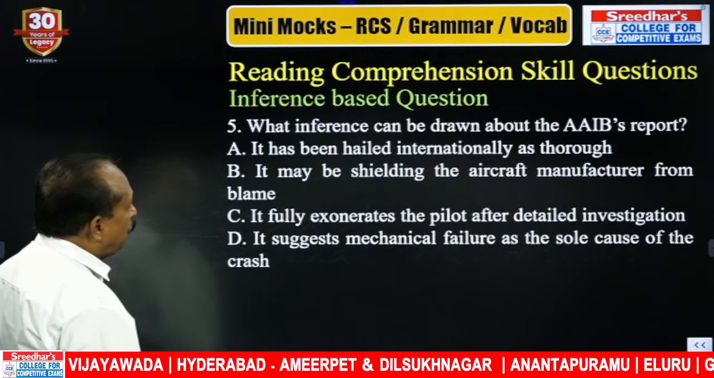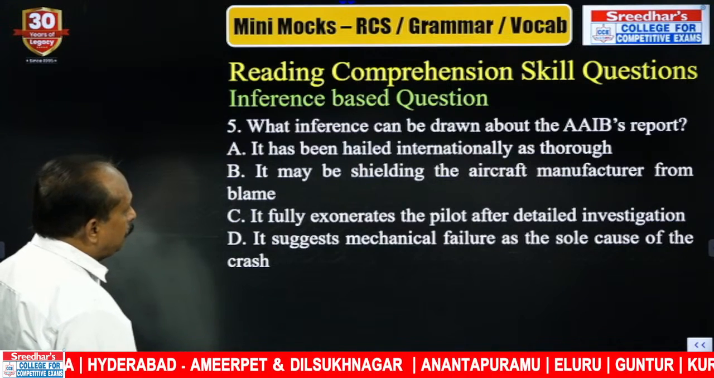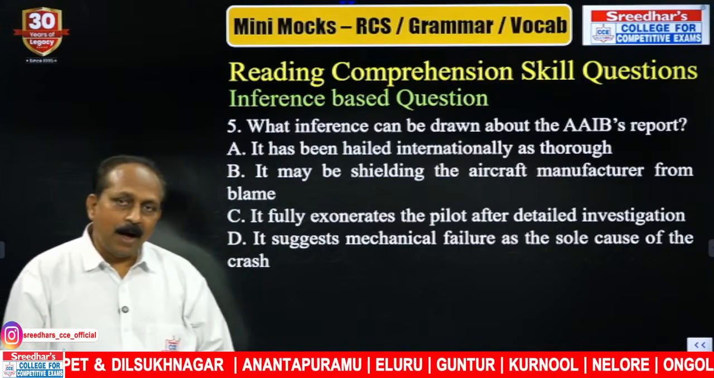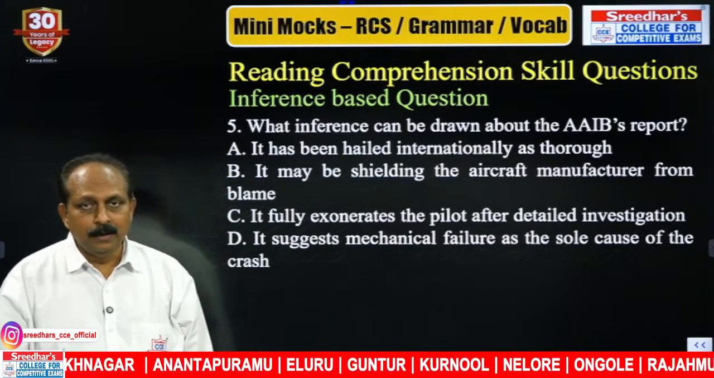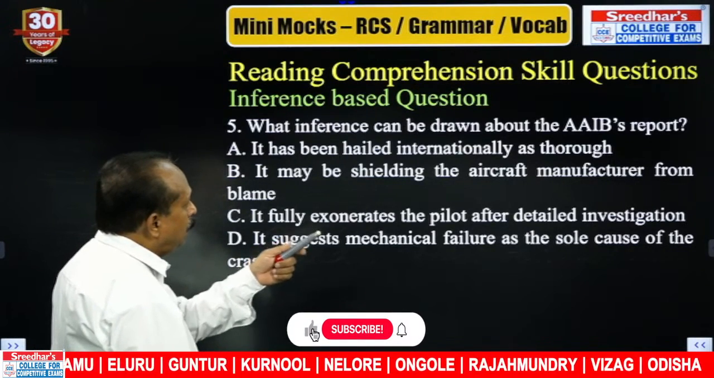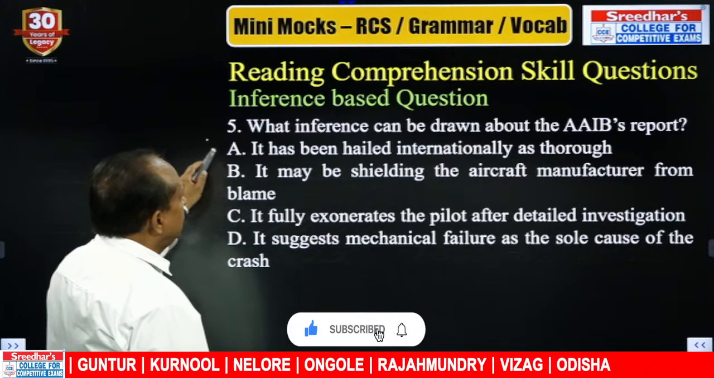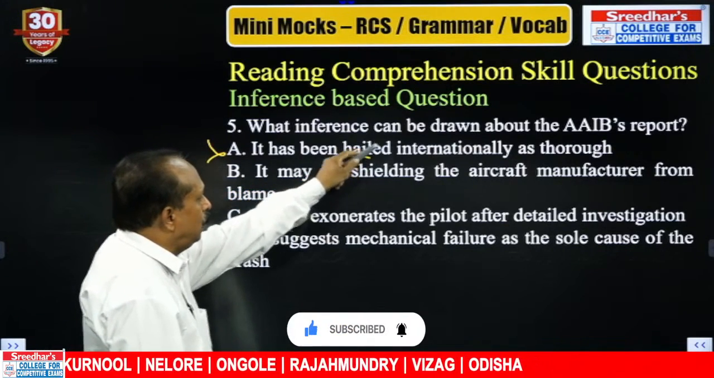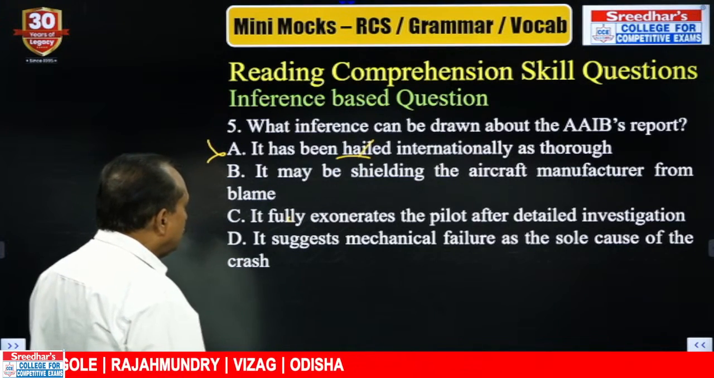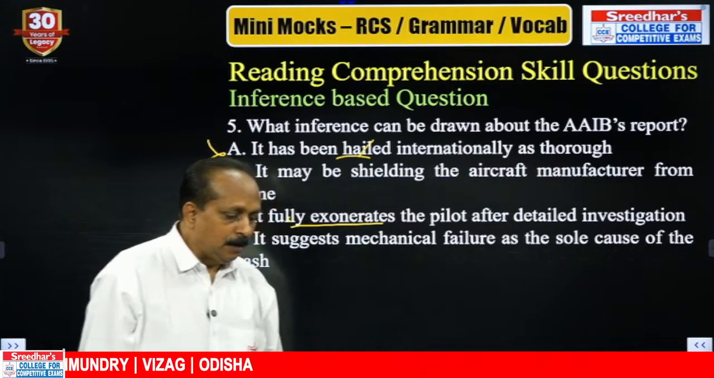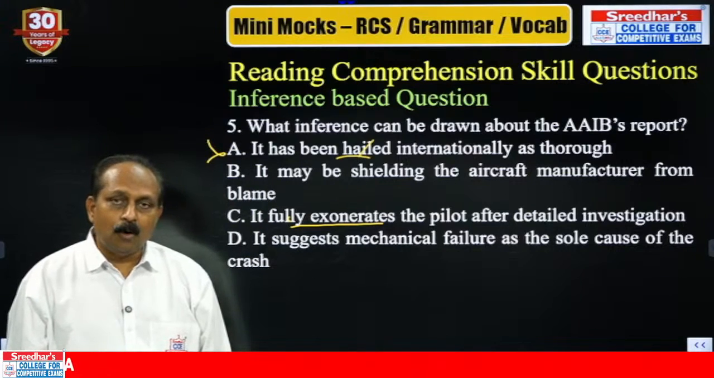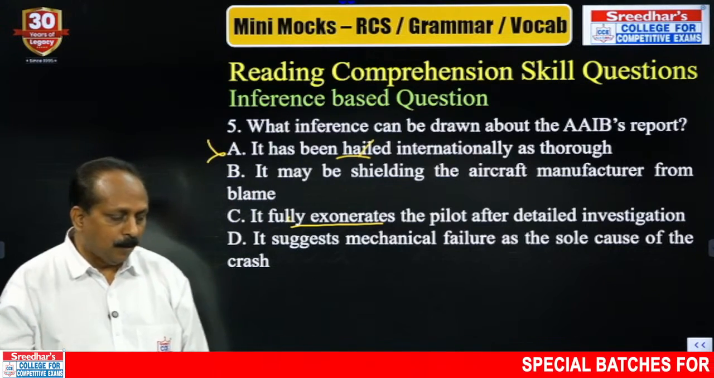What inference can be drawn about AAIB's report? Inference. What is this inference? Based on certain facts, you come to a conclusion. You infer. That's what the noun form is, inference. About AAIB's report. It has been hailed. Hail means praise. In this context, no. It may be shielding the aircraft manufacturer from blame. Hold this one. It fully exonerates. Exonerate, an important word, means stop blaming someone. You should also recollect the word absolve. Exonerate, absolve, two important words.